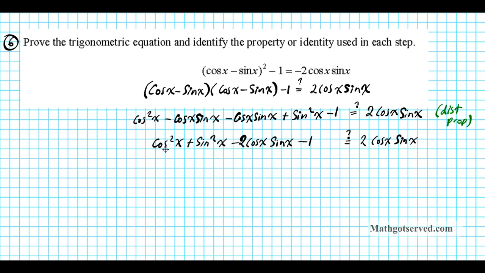Now, does this look like an identity that you can recognize, cosine square x plus sine square x? Absolutely, they add up to 1, right? So this is 1, minus, we can now move this 1 right here. 1 minus 1 minus 2 cosine x sine x. Is it equal to 2 cosine x sine x? Okay? So what we did up here was just addition. And then here we use the Pythagorean identity.